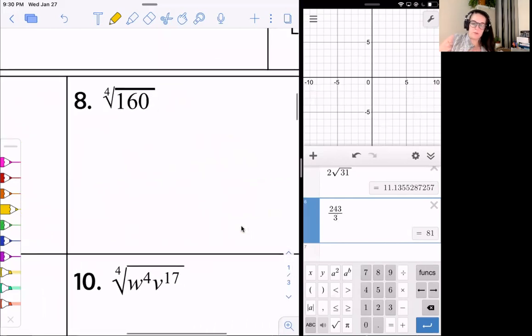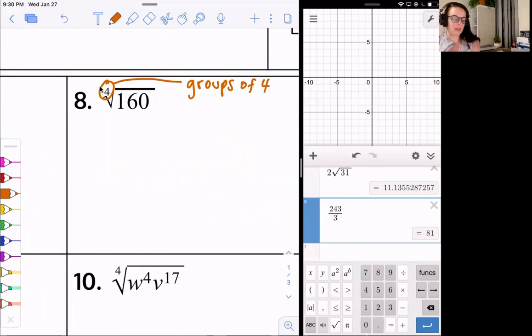Let's look at a fourth root then. Right, a fourth root here. I'm going to be looking for groups of 4. My index is 4, so I'm looking for groups of 4 of a kind. 4 of a kind, not like the number 4, but 4 of a kind.